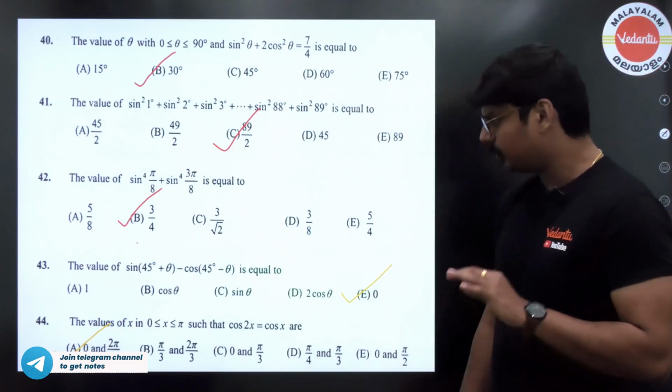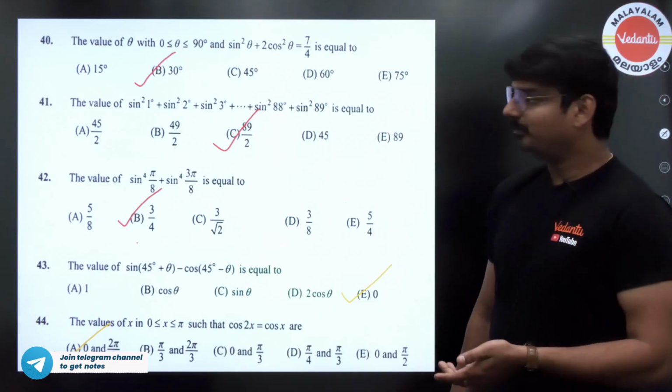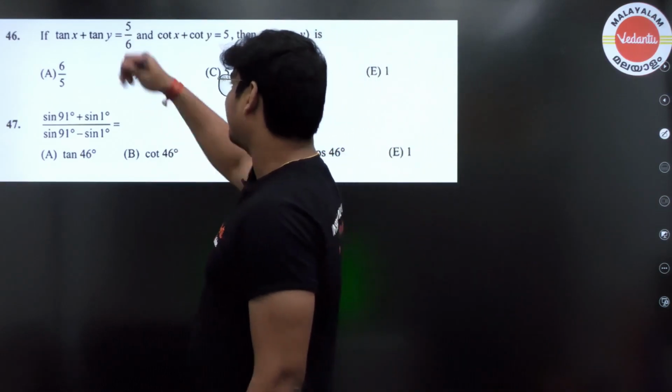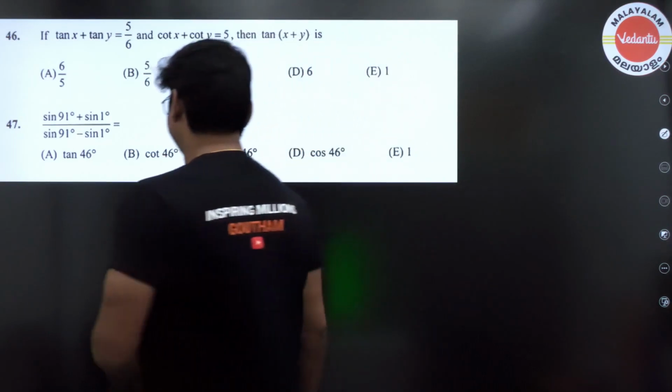Pretty basic. If you know the concept, you know the formula, you can directly apply here. Okay, similarly you have the next question. You see this question, guys: tan x plus tan y is 5 by 6, cot x plus cot y is 5, and what is tan of x plus y?